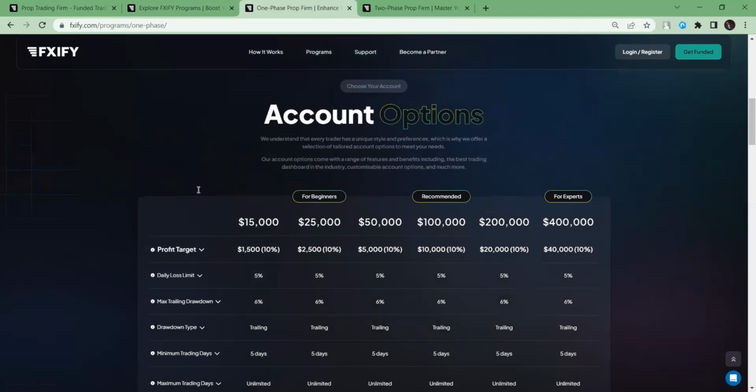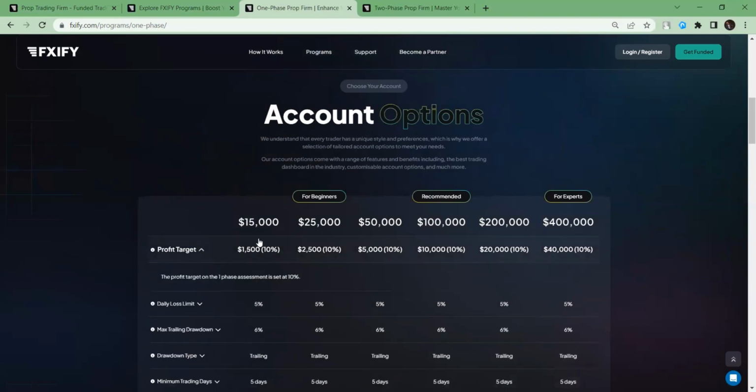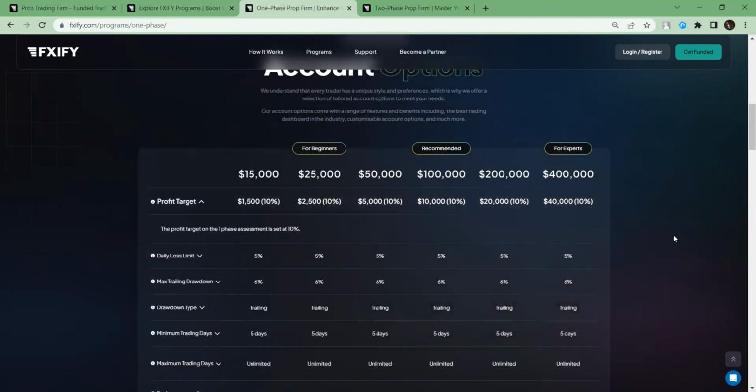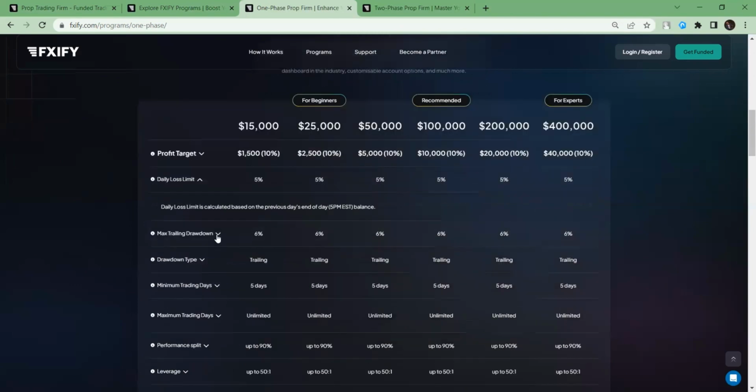On phase one, you will have the same accounts that you find on phase two. Even the prices are the same, as I've said. And on phase one, you're supposed to make 10%, depending on the account size that you choose. If you choose, let's say, the 100K, you're supposed to make 10K, which is 10%. Another amazing thing is that the daily stop loss is only 5%, the same as on the two phase, which means you don't have to lose 5% in a day.